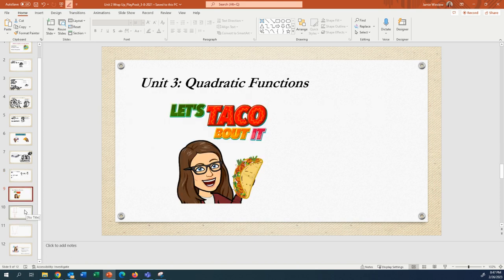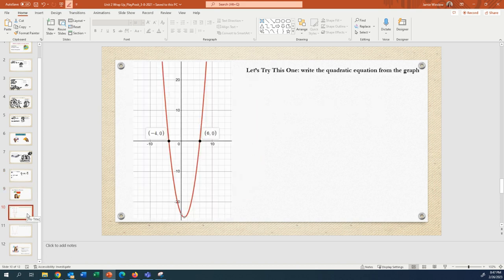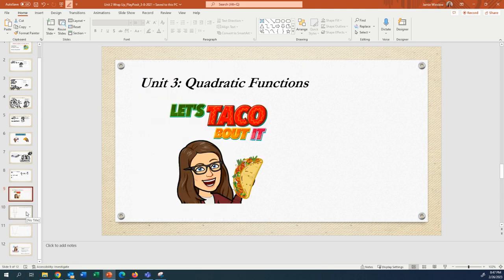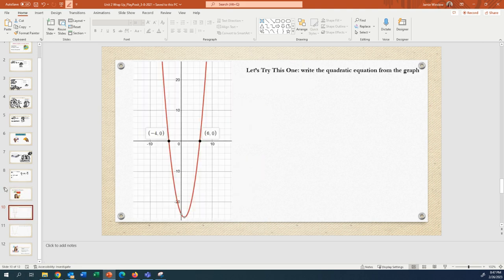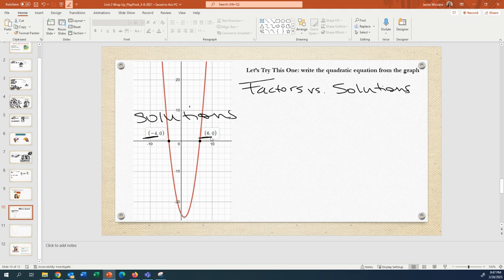So let's talk about another way we can look at quadratic functions. This is getting a little bit into Unit 3, but it's going to help us sort of wrap our brains around Unit 2 a little more. It says to write the quadratic equation from the graph. So we've talked about factors and solutions today, sort of the difference. So here, this picture, we can see the solutions, right? We can see that negative 4 is a solution and 6 is a solution.